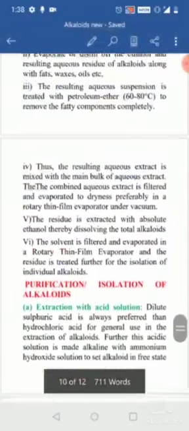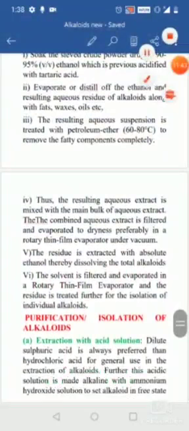Like this you extract, isolate and purify the alkaloids.